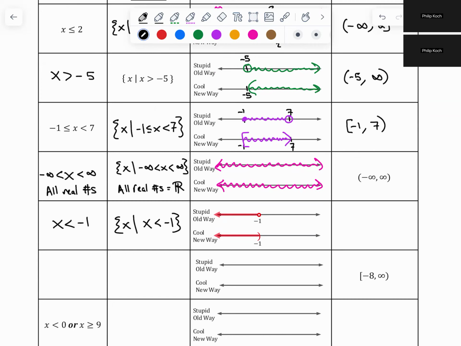And then to the interval notation, it starts all the way to the left forever on. So it'll be negative infinity, which we cannot include. So I'll put a parenthesis, negative infinity, all the way up to negative 1, but we cannot include it. So we use a parenthesis.